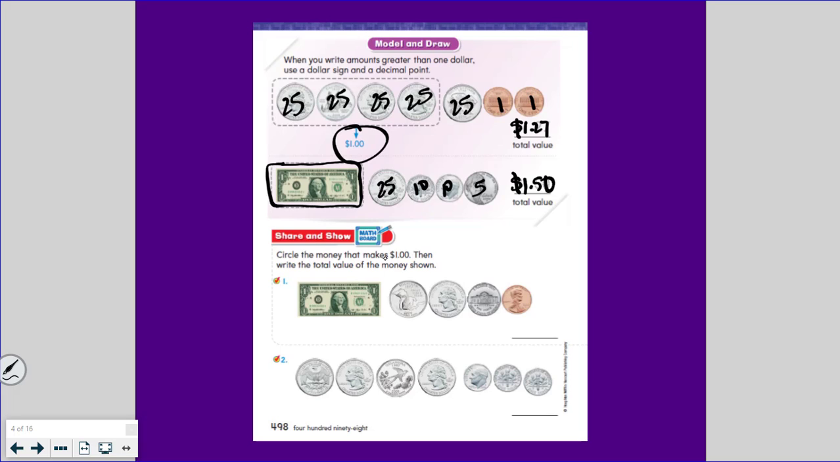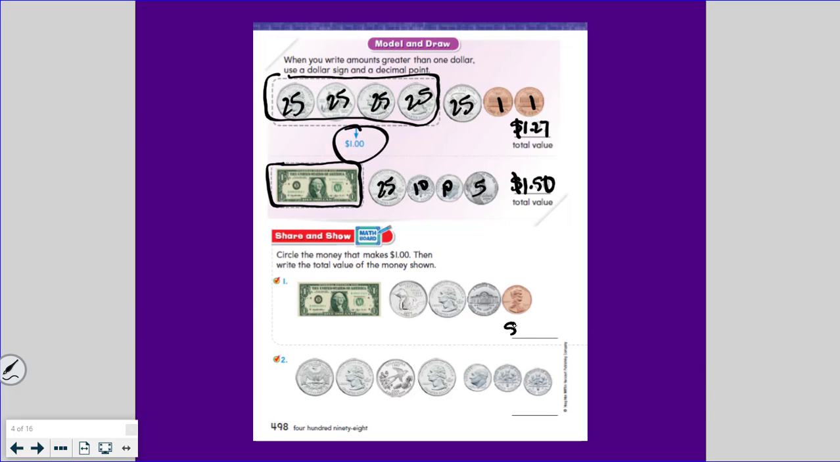So share and show. It says circle the money that makes $1, then write the total value of the money shown. So you're going to do number 1 and number 2 on your own. Circle the amount that shows $1, just like we did up here, right? That was $1, right? This is $1. So you're going to do the same thing with these two and then write the total amount.